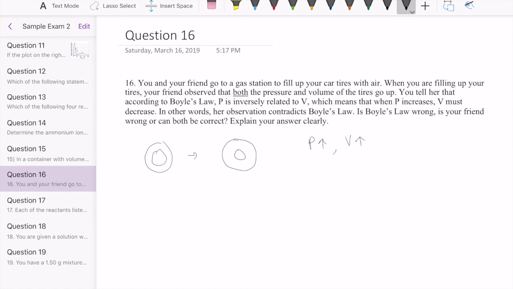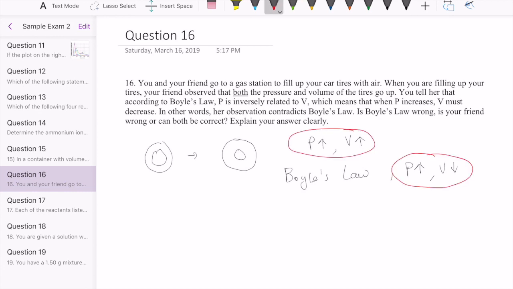And so there's a disagreement here because according to Boyle's law, when P goes up, V is supposed to go down. So that means there's a problem with the observation that we have, which is both P and V are going up. So explain why there's this contradiction. Now remember that in Boyle's law, in order for Boyle's law to be true, not only do these two parameters have to have that relationship, but also, more importantly, the other two parameters, T and number of moles, have to be constant. And so that's the part that's not being discussed in this question.